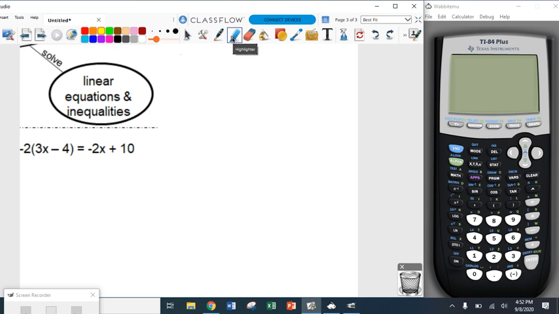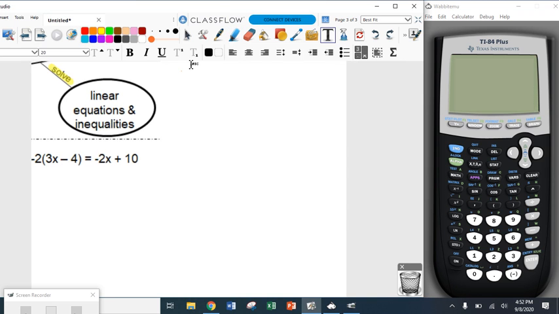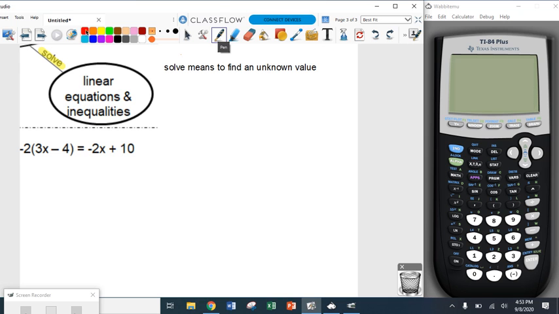So when I look at this problem, this word solve sticks out to me. And I know that to define this word, I would say solve means to find an unknown value. So I'm going to write a note of that. And when we say unknown value, what are we really talking about here? We are talking about our variables. In this problem, our variable is the letter x.